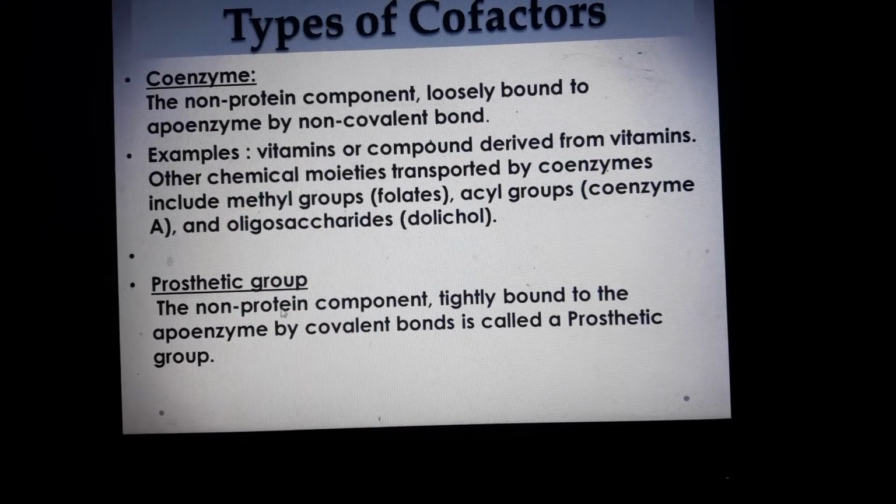For prosthetic group, that's the non-protein component tightly bound to apo enzyme by covalent bond, called prosthetic group. So, the difference between cofactor, yung cofactor is transient, okay? While yung prosthetic group is considered to be covalent in bonding. That's why the bonding of the prosthetic group to the apo enzyme is considered to be stable, okay, because of covalent bonding. Unlike for coenzyme that is non-covalent. So in covalent, there is a sharing between two molecules. So yung sharing between the prosthetic group and the apo enzyme.